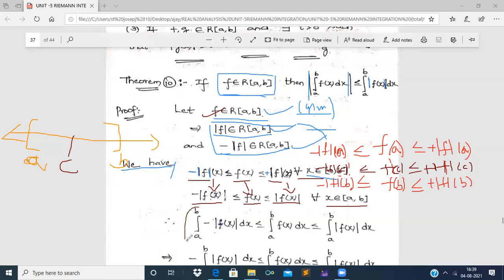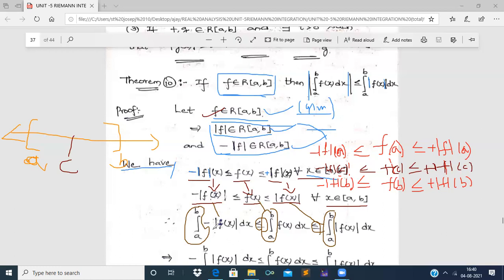Next, applying the integral over a to b on the whole of the terms lying in the above inequality. There are three terms in the above inequality, so we apply the integral over a to b for the first term, the second term, and the third term also. Therefore, the integral over a to b of minus modulus of f(x) dx is less than or equal to the integral over a to b of f(x) dx, less than or equal to the integral over a to b of mod f(x) dx. If we apply the integral on each and every term of the inequality, the less-than-or-equal-to does not alter. Next step: minus the integral over a to b of mod f(x) dx is less than or equal to the integral over a to b of f(x) dx, less than or equal to the integral over a to b of mod f(x) dx.